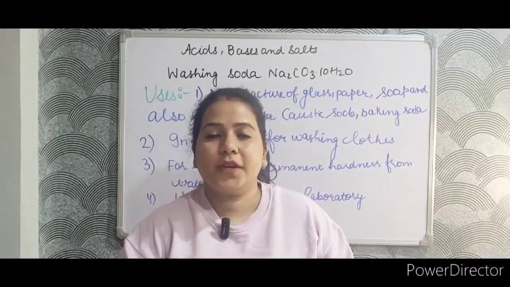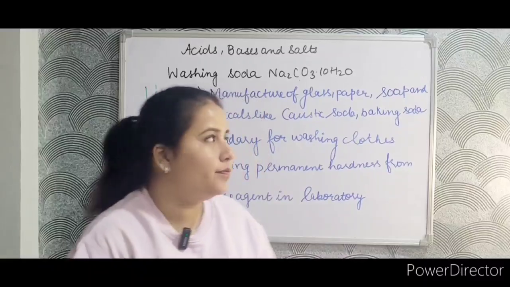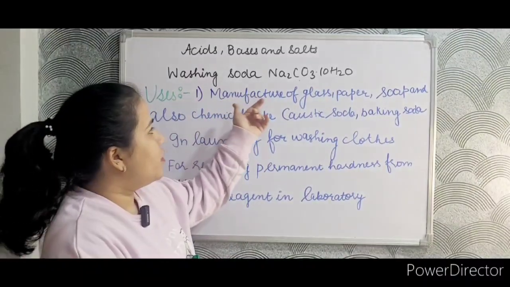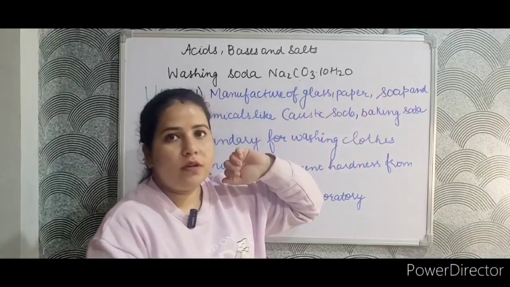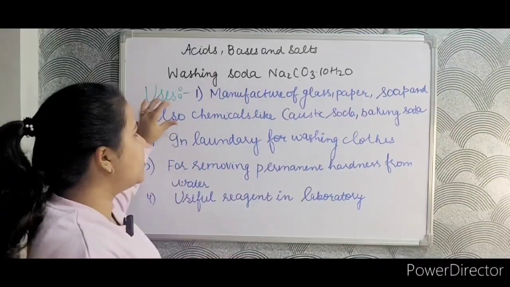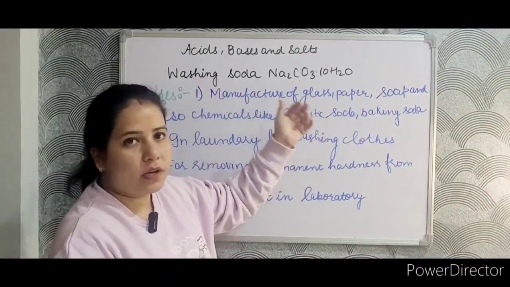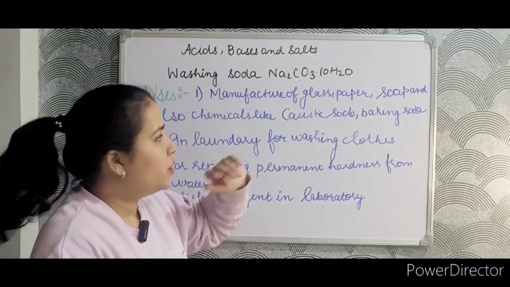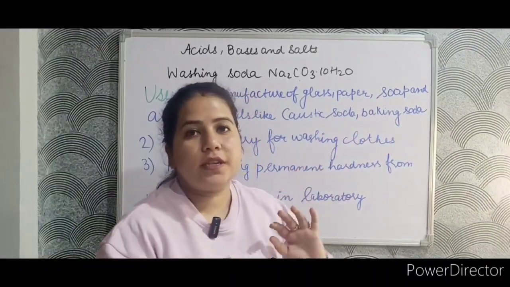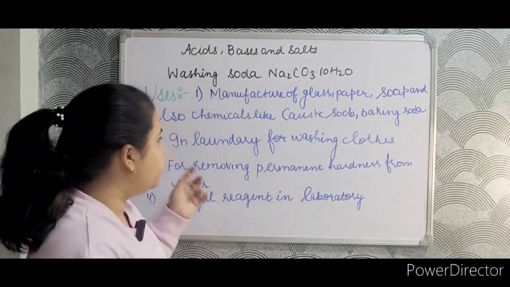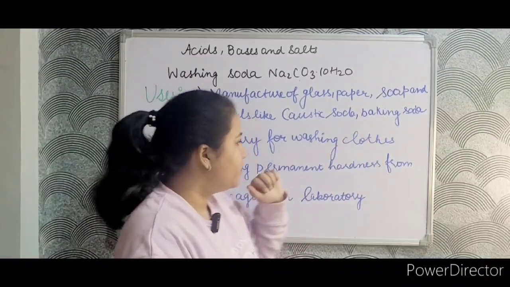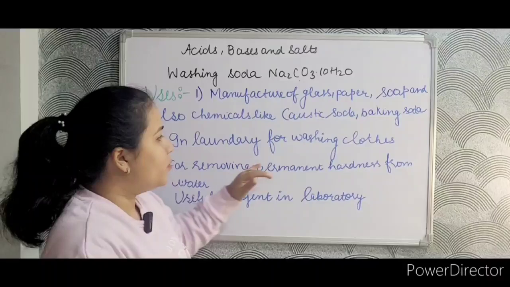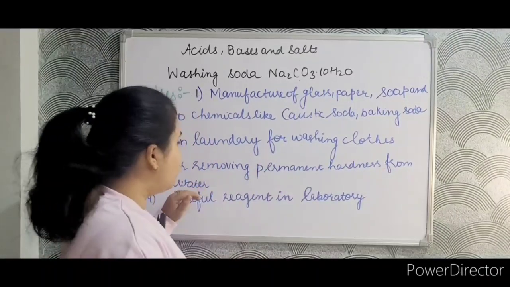Now our next topic is uses of washing soda. First use of washing soda is it helps in manufacture of glass, paper, soap and various other chemicals like caustic soda, formula is NaOH, baking soda, formula is NaHCO3. Next is in laundry for washing clothes. Third point is for removing permanent hardness from water.